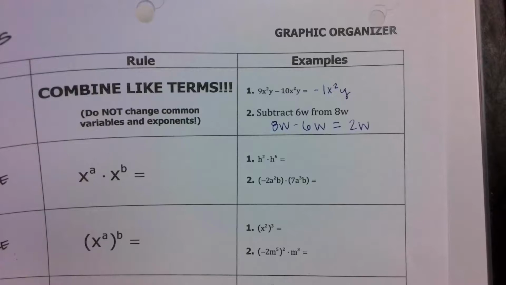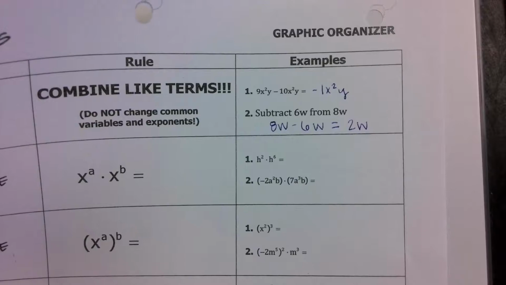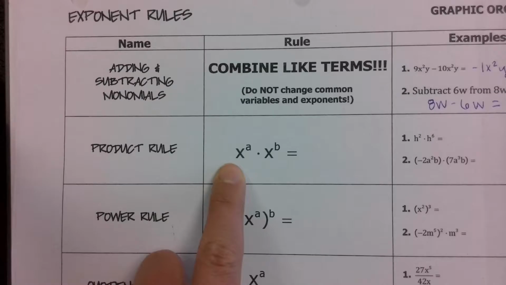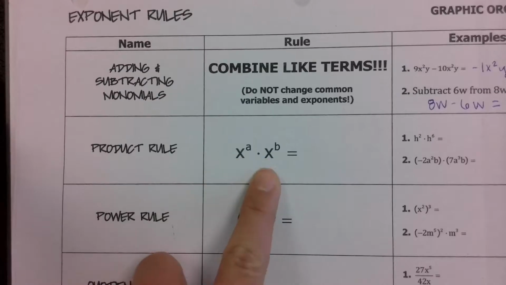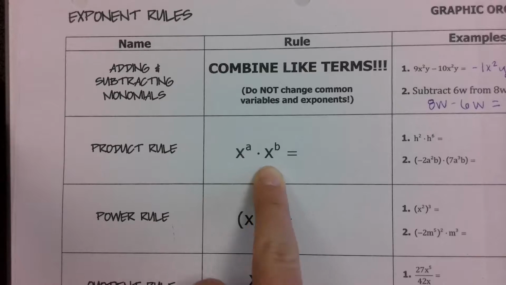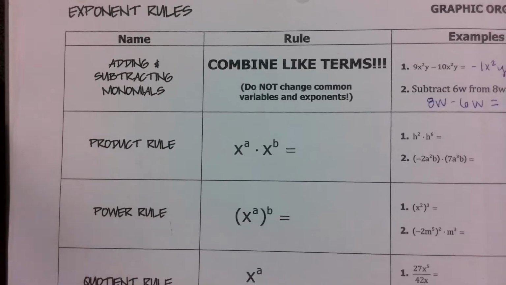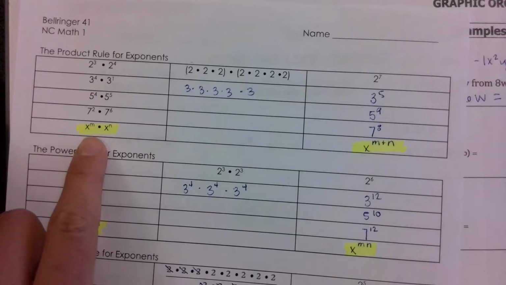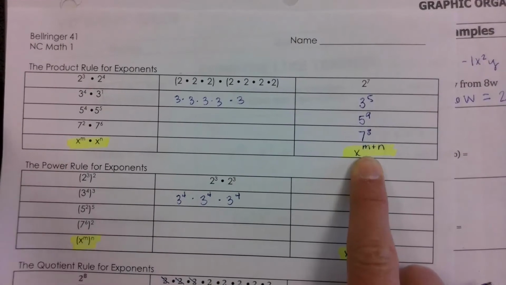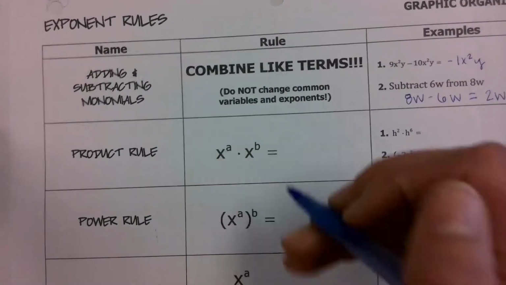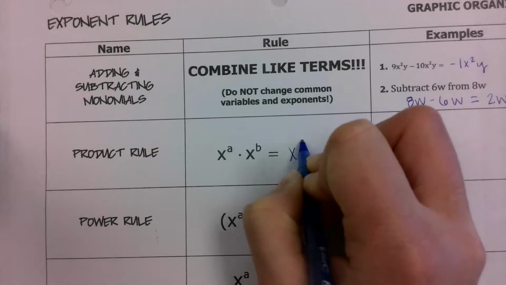Easy peasy, yeah? Okay, so the next part is your product rule. If you are multiplying terms with like bases, what do we do with our exponents? We just talked about this. Product rule: if you're multiplying terms with like bases, we add. So this time our exponents are a and b, so we'll say that is x to the a plus b.